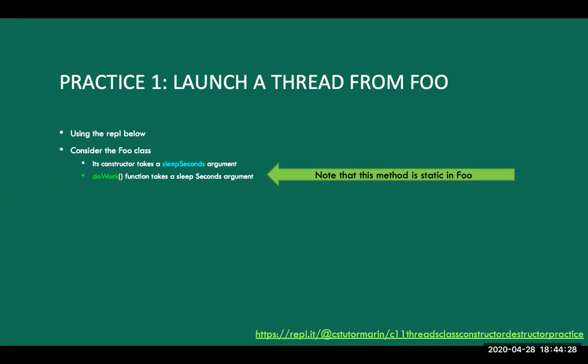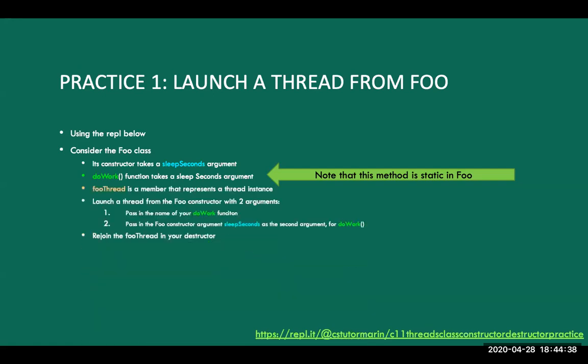And here again, as we mentioned, the do work thread in our class, you'll see is going to be static. And if you want to click in and look at this code while I'm talking about it, you certainly can. It'll probably help the conversation. But the idea is that thing is static, and we're going to create this foo thread as a member of the class that represents that thread instance. And we want to launch that with the do work function and pass it in sleep seconds, right?